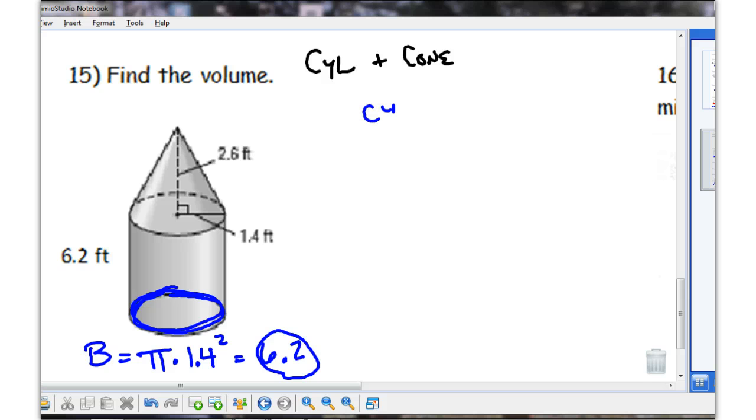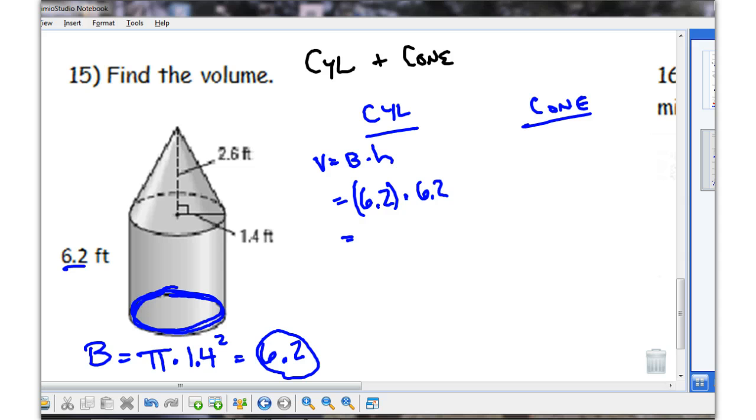So we gotta do the cylinder first, and then we'll do the cone. The cylinder is V equals area of the base times the height. We figured out that that area of the base is 6.2, times our height of the cylinder, which is 6.2 also. When we multiply those together, we get 38.44. And depending on how you round these, you might get a little bit different answers, but those should be pretty close.